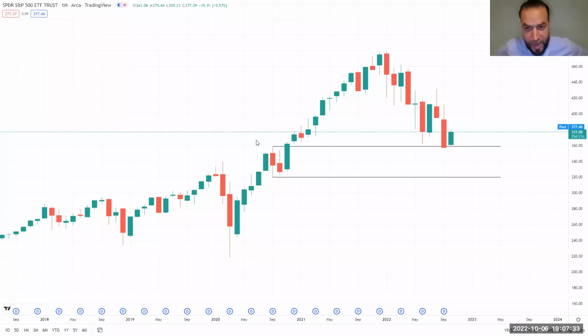So here we're looking at a screenshot I took. I wish I took the screenshot over the weekend. I didn't. I took it yesterday. But this is the monthly chart for SPY. And so you can see that what I have highlighted is just a monthly consolidation.